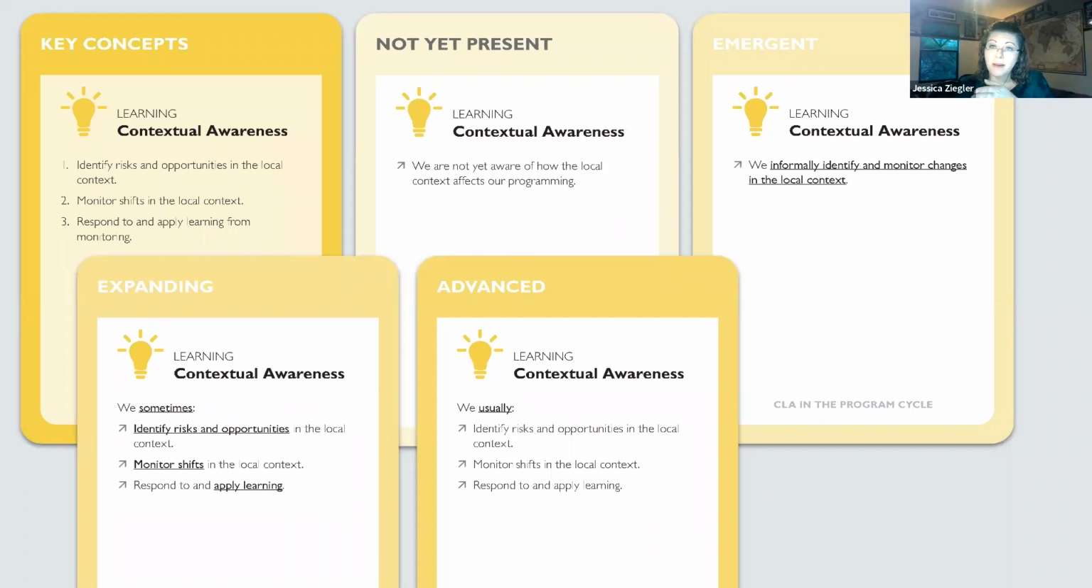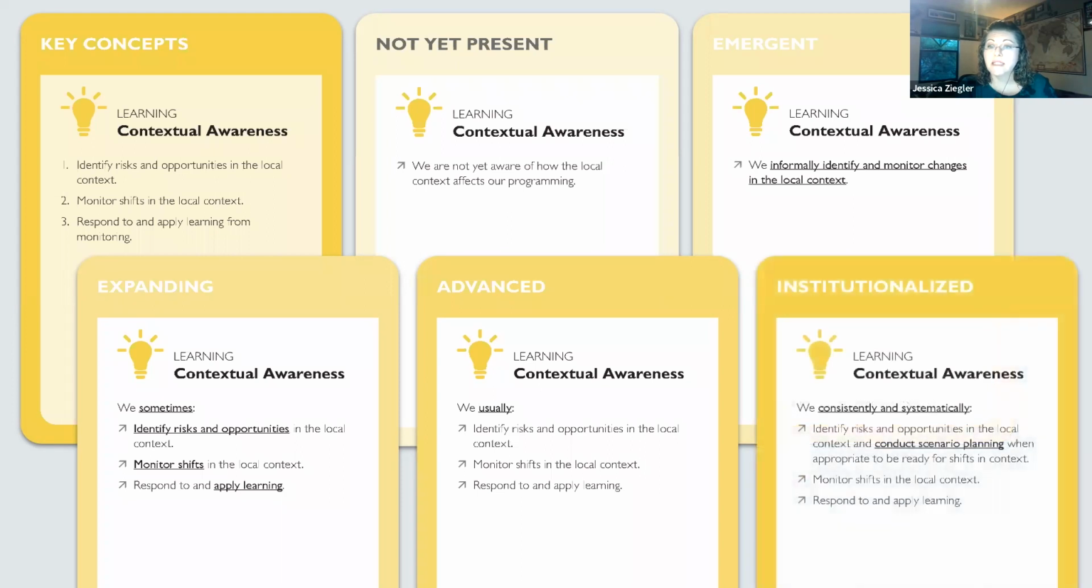And then the final step up to institutionalized is we're doing those things consistently and systematically. And so this is also where you see that we're using tools and resources like scenario planning to help us identify those risks and opportunities and figure out when it might be appropriate, watching for those shifts and what we might do in that case if there is a shift.